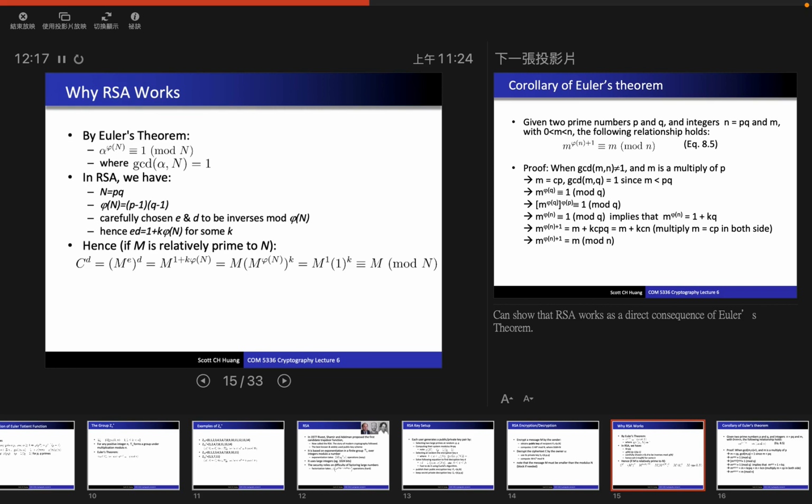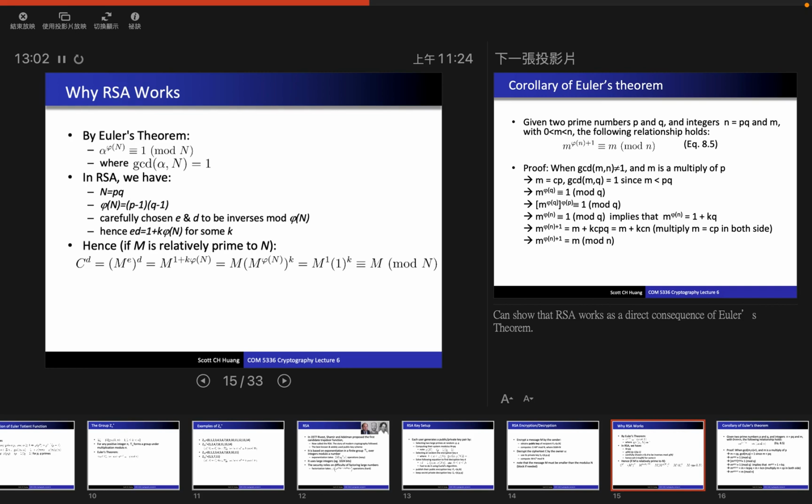So if we choose E and D smartly such that the public key and private key somehow cancel each other, eventually you'll come back to your plaintext. You're doing a lot of powers, but most of the powers cancel each other. If you do encryption and decryption, the result will be equivalent to lots of canceling, and then you go back to the origin. So the key idea is E and D.